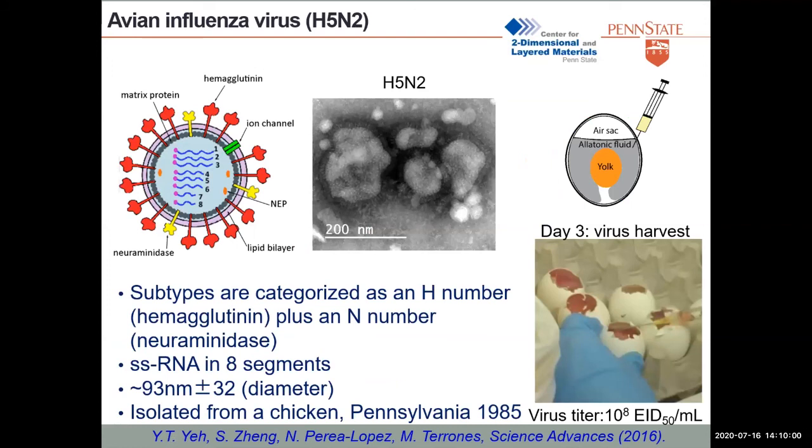We did that with Yingting Ye, who is currently a research professor in the group. We did this with H5N2. This is, of course, the influenza flu virus, and this is the way you have the H and N number. The diameter of these is around 100 nanometers, plus or minus.